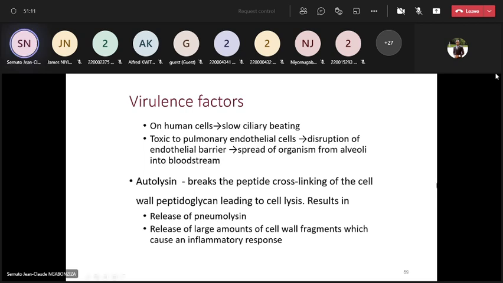It is also toxic to human cells, slowing ciliary beating, which allows colonization. It is toxic to pulmonary endothelial cells, disrupting the endothelial barrier and allowing spread of organisms from the alveoli to the bloodstream. It has autolysin that breaks down the peptide cross-linking of the cell wall peptidoglycan, leading to cell lysis. The lysis of the cell wall releases more fragments, which can induce a huge inflammatory response, which can be the cause of the symptoms that we see.